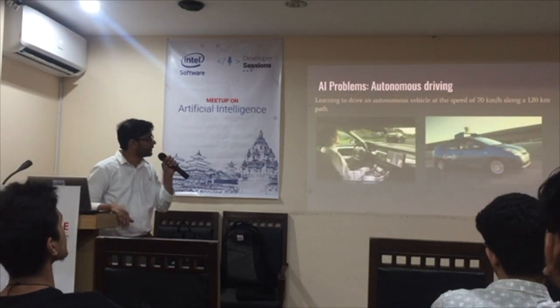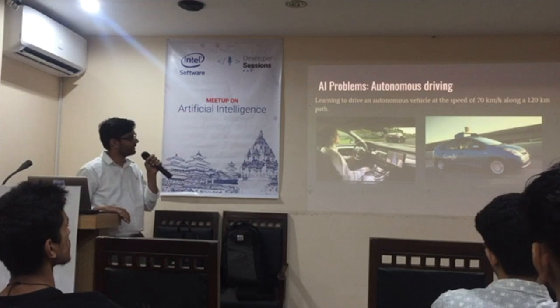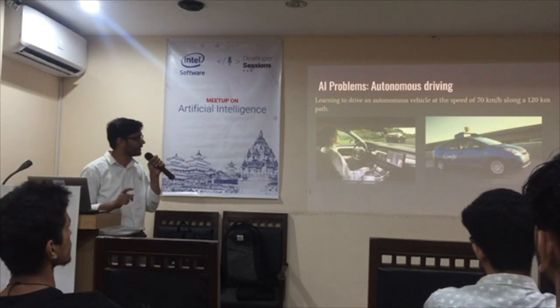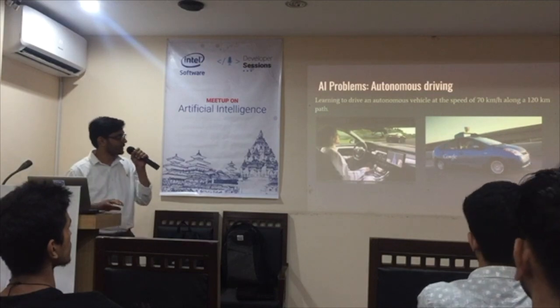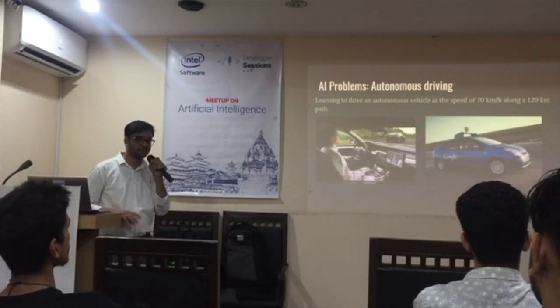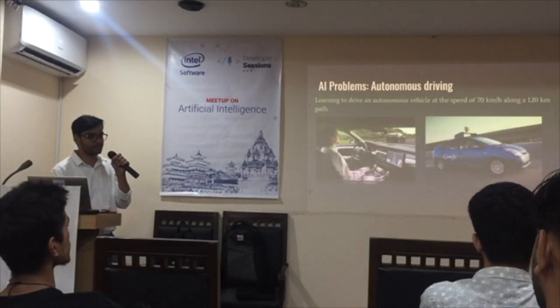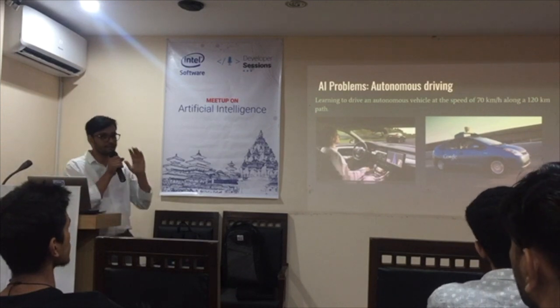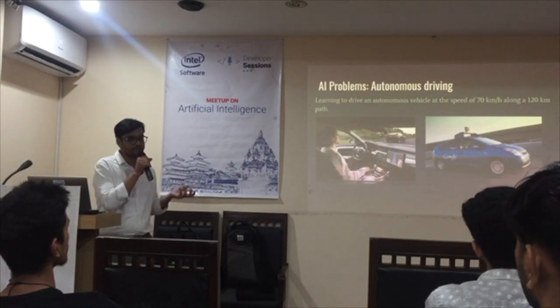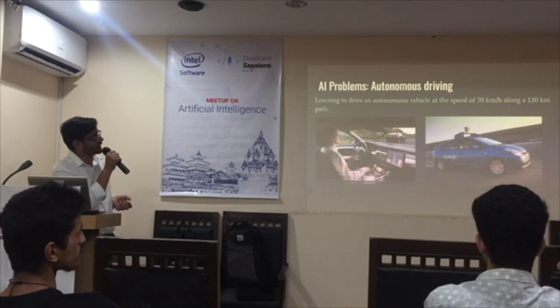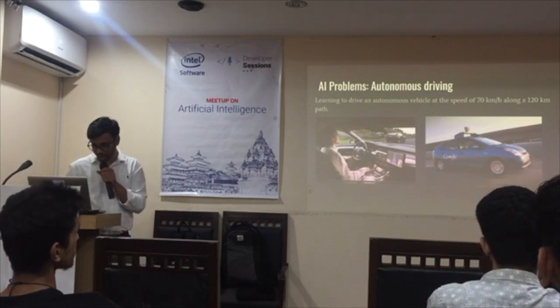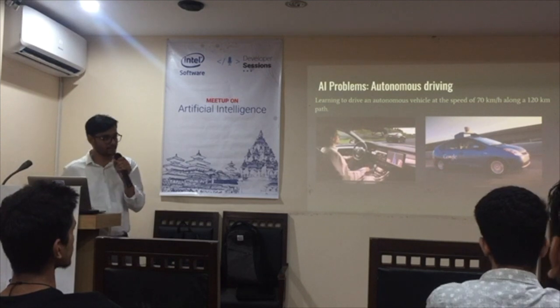The next complex problem of AI is autonomous driving. The task is to drive autonomously at a speed of 70 or 80 km per hour, along with 120 or 130 km per hour. If you are successful in that drive, then you can say yes, autonomously you can drive cars or vehicles. It is one of the complex problems of AI today.